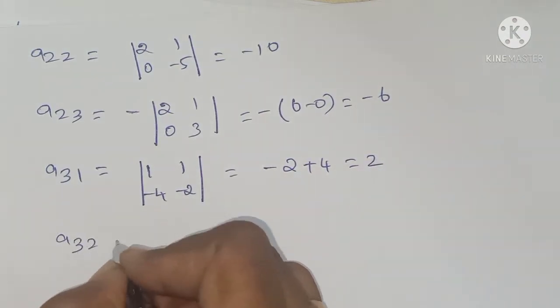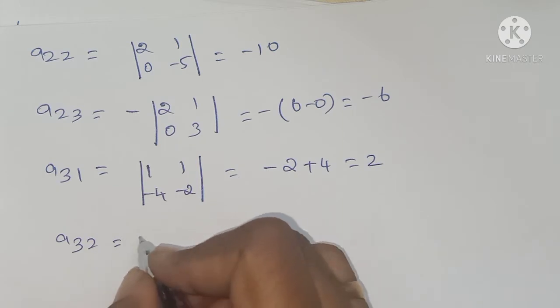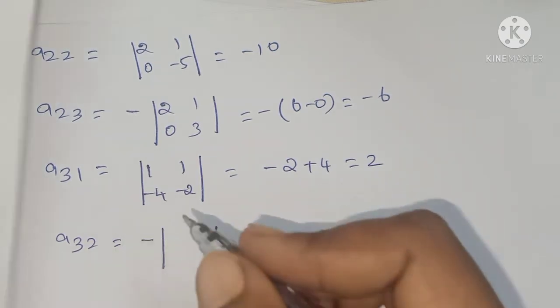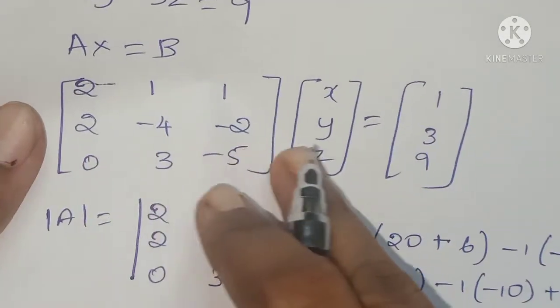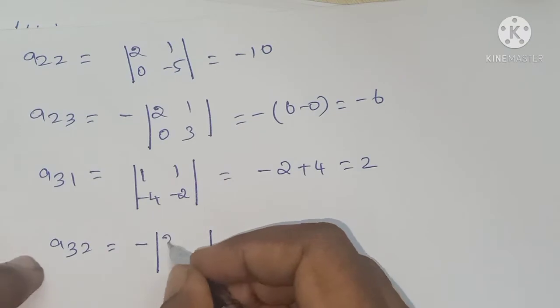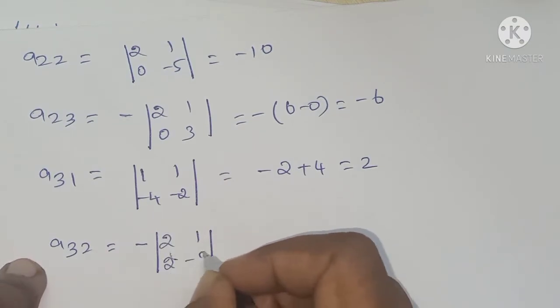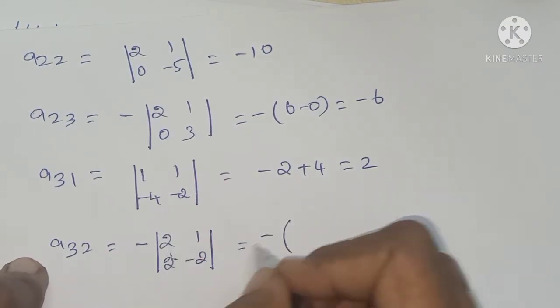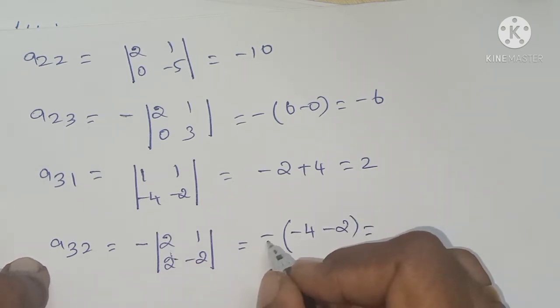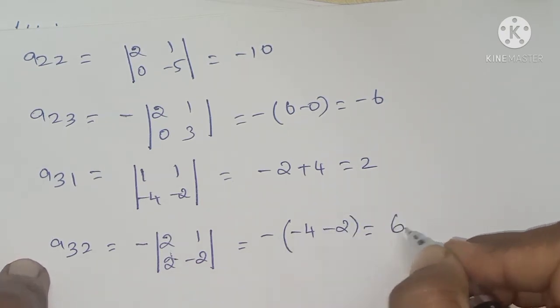Next one A32. So 3 plus 2 is 5. It is an odd number. So we will get a negative sign. Hide the third row and second column. We get 2 1 2 minus 2. So this is equal to minus of minus 4 minus 2. So minus 6 minus. So this gives plus 6.